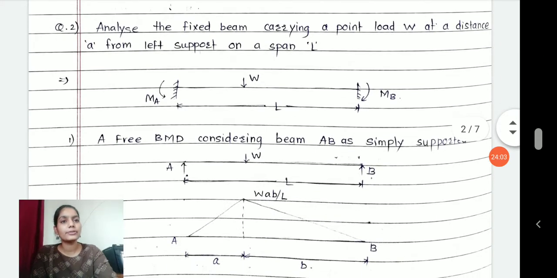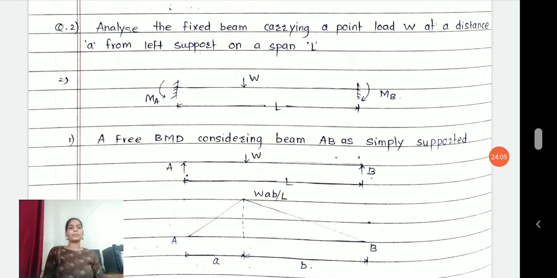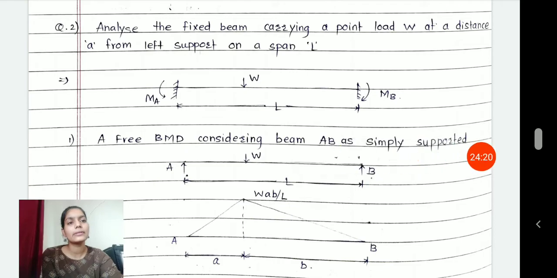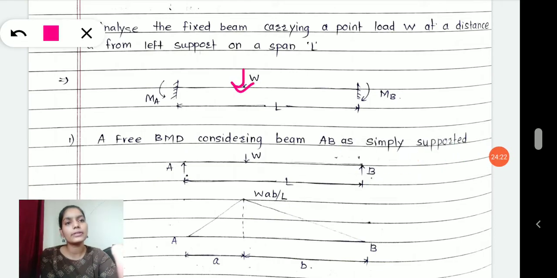Now we will try to solve one more problem of this type, in which the load is shifted from its position. Now it is making an unsymmetrical structure, right? Everything remains the same. The only change in this problem is that this load is not exactly at the center. It has shifted its position and introduced unsymmetry in my beam, right? So let's solve it.